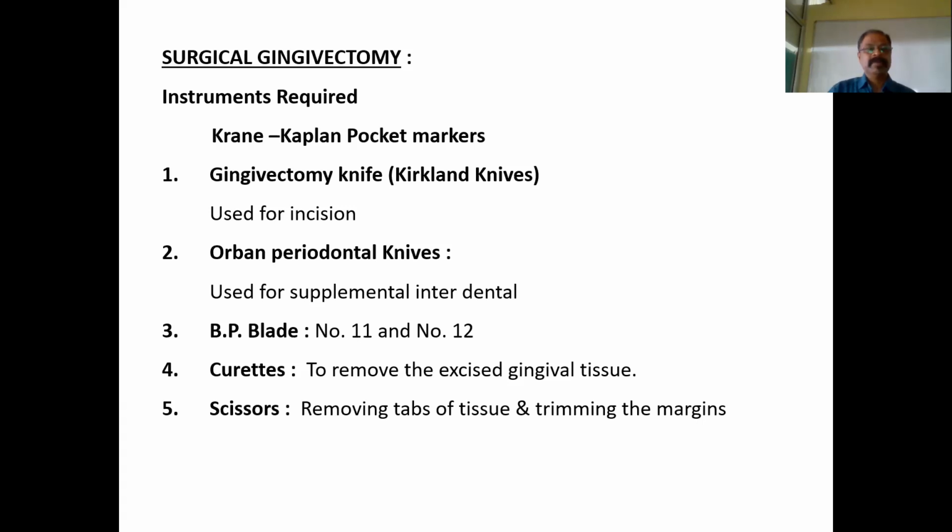First and foremost, you're going to use something called Crane-Kaplan pocket markers. I'll be showing you the picture of that. Basically, these are intended to demarcate the depth of your pockets so that you will be able to excise that much amount of tissue. The second one is gingivectomy knives. Gingivectomy knives are of two types. One is a Kirkland gingivectomy knife, and then you have Orban's interdental gingivectomy knife.